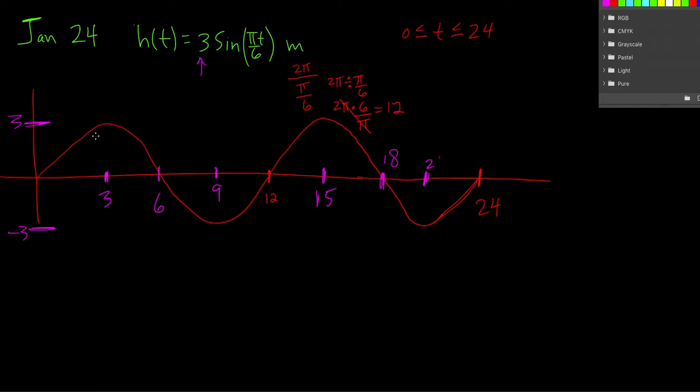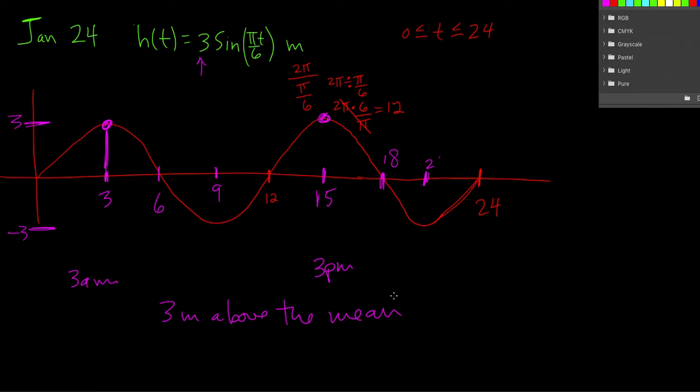Okay, so when is high tide and what is the maximum height? So we see that we get high tide here and here. So that corresponds to 3 a.m. and also 3 p.m. And then the height, because from here to here, is 3 meters above the mean. So that's all we really know. So we'll just say 3 meters above the mean.